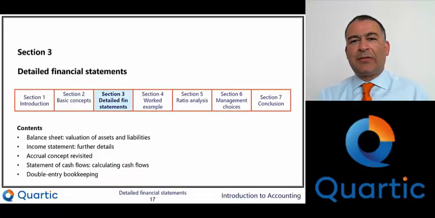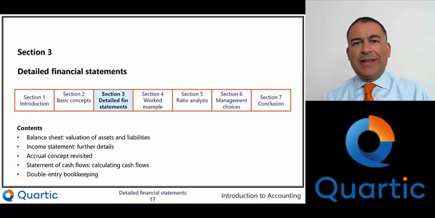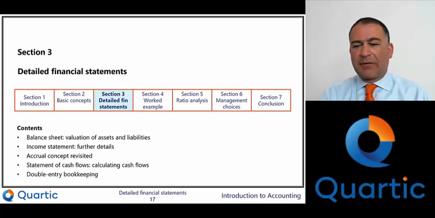Section 3, Detailed Financial Statements. In this section, we're going to expand on what we've done. We've seen the outline of what the balance sheet, the income statement, and the cash flow statement do and how they interact. We're going to look now in more depth at how the numbers work, how the numbers can be calculated, and some of the assumptions behind some of the valuations.